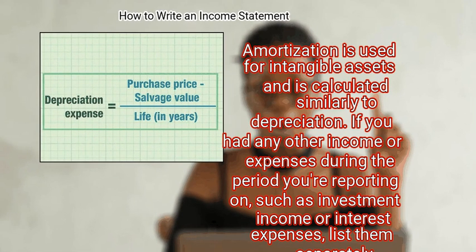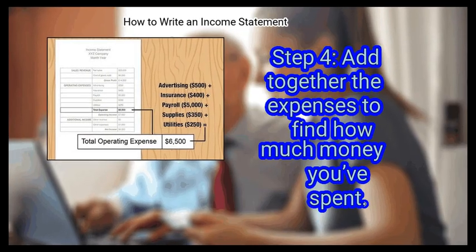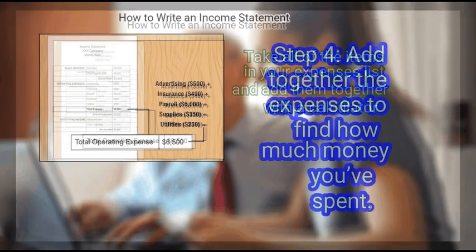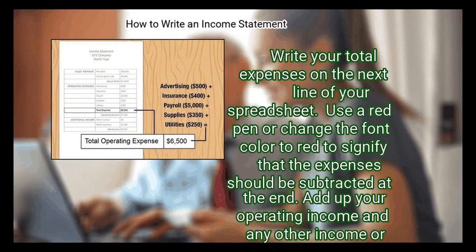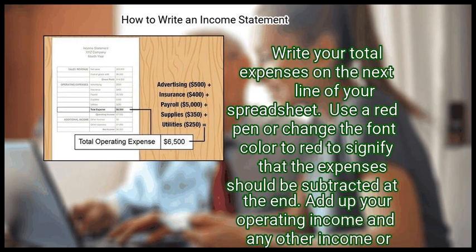If you had any other income or expenses during the period you are reporting on, such as investment income or interest expenses, list them separately. Finally, add together the expenses to find how much money you've spent. Take all of the items in your expenses list and add them together with a calculator. Write your total expenses on the next line of your spreadsheet.